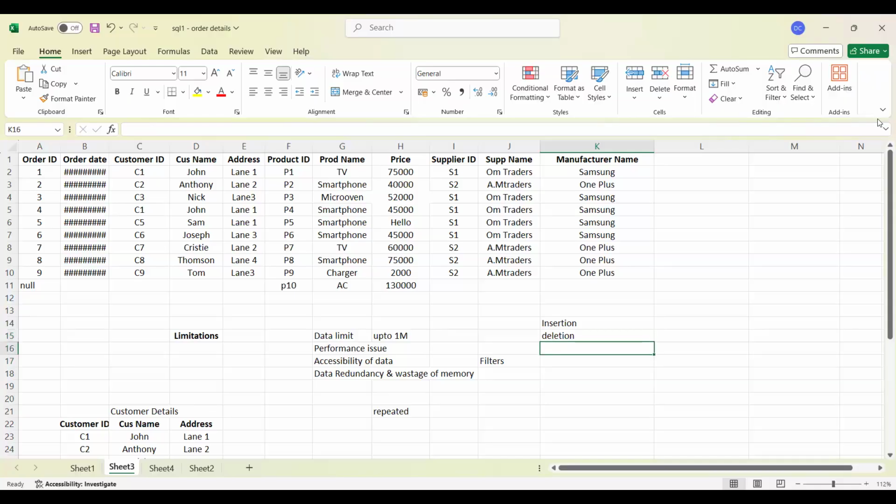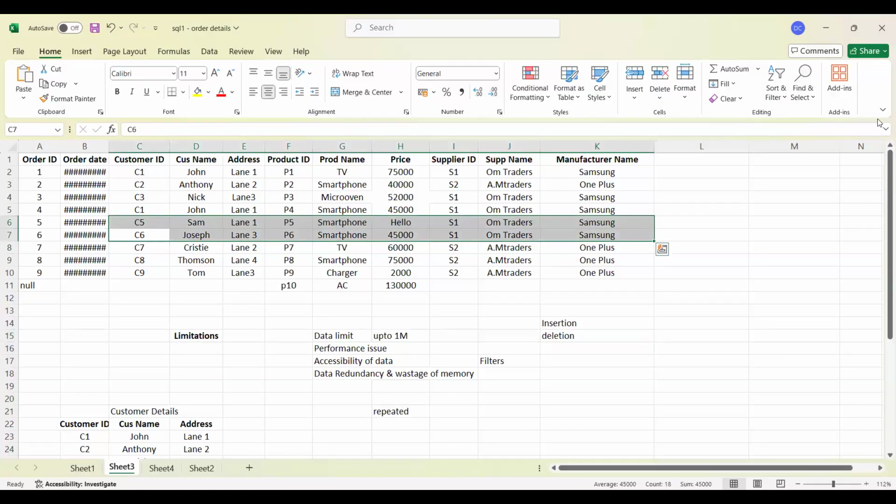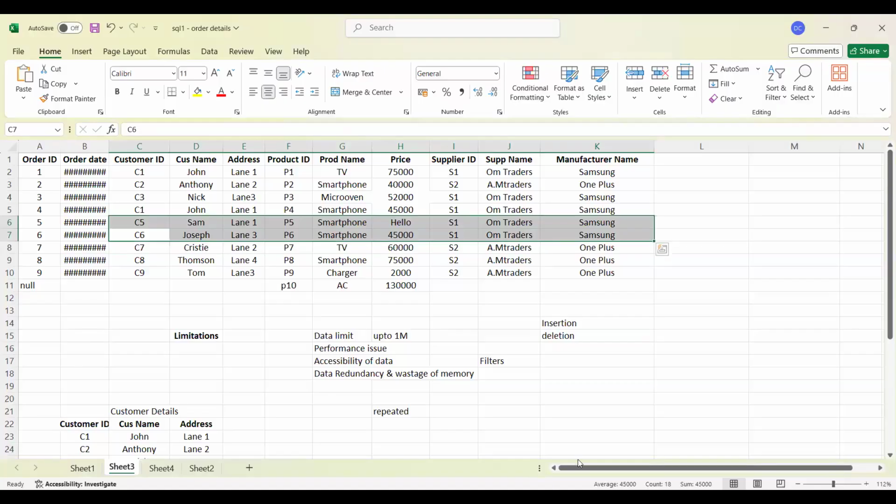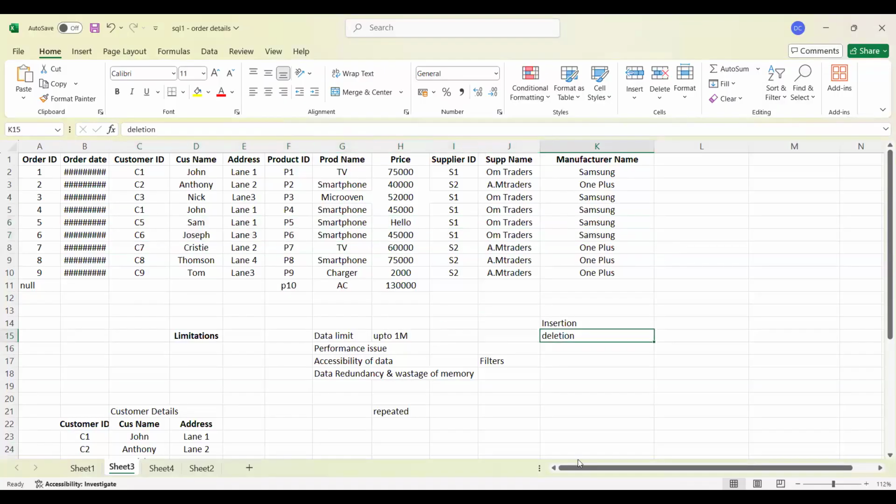Next, we have deletion anomaly. What is basically the delete command? If we want to delete any particular row, we will use the delete command, right? By using the delete command, we will delete rows of data, correct? So if we store the data like this, we have a deletion anomaly. Deletion anomaly is nothing but, if you observe this data in product names.